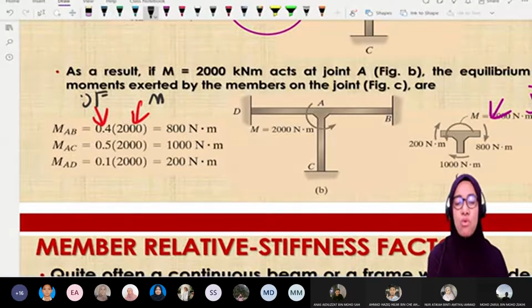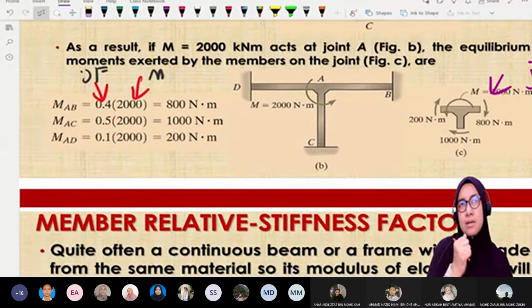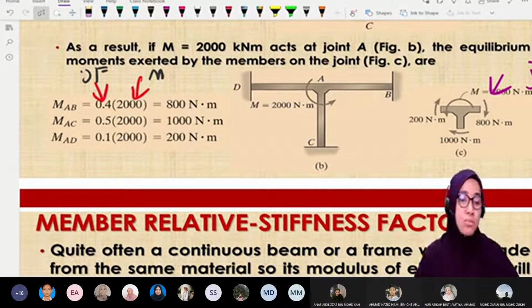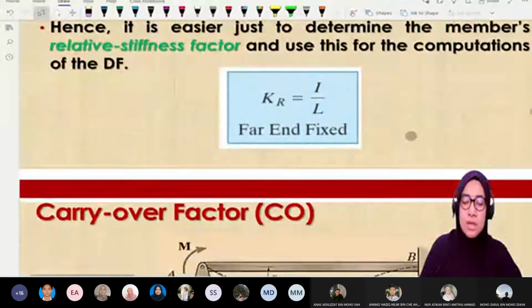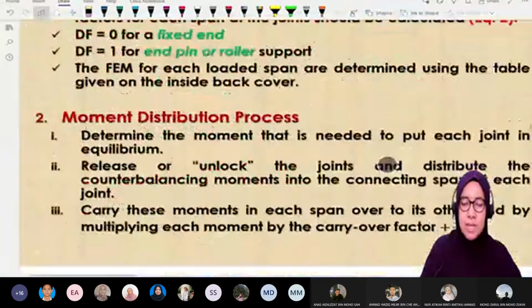Joint moment. Okay. Lepas tu dah tahu how to calculate K, how to calculate distribution factor, how to calculate fixed end moment, kita dah boleh start calculate member end moment dalam table. So dia in table form, okay, kita tengok straight to example in the textbook.